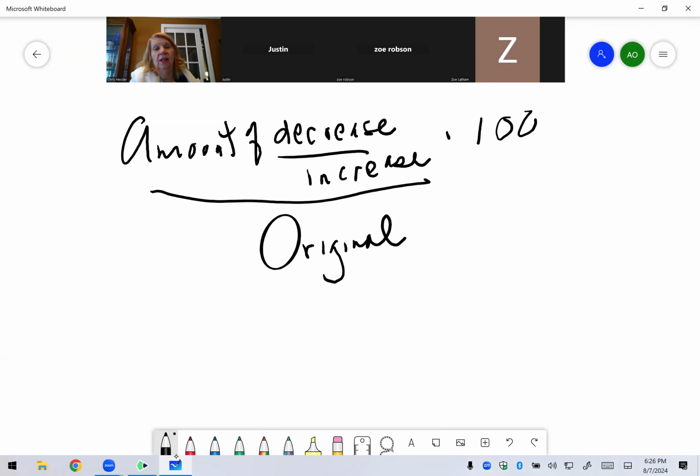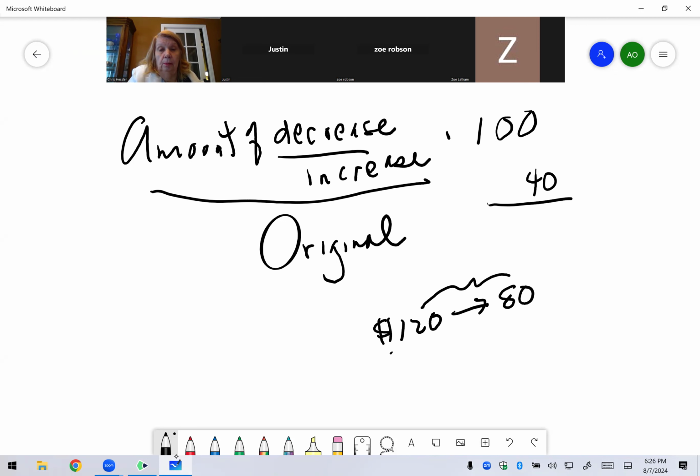Times 100. So let's say for the Zoes, we're going to buy a dress for homecoming. And let's say the dress, this is not in your packet, I'm just showing you, it's $120, and it went down at Macy's to $80. So I would do the difference, which is 40 over the original, which was 120. And so it went down 1/3 or 33 1/3%.